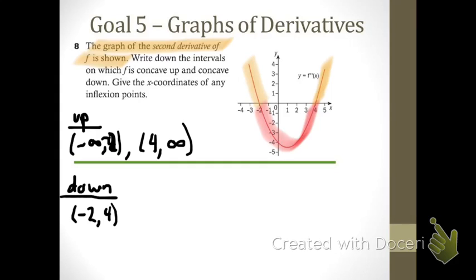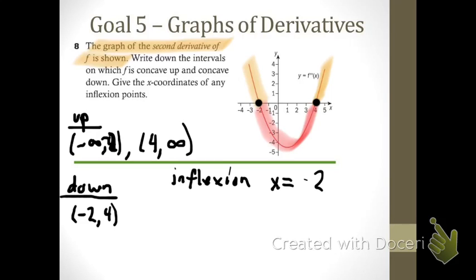Finally, it says to give the x-coordinates of any inflection points. Well, remember that an inflection happens when the second derivative equals 0 and the concavity of the graph changes from negative to positive or vice versa. We have the two places where the second derivative is equal to 0, and the concavity does change at each of those locations. So we're going to have a point of inflection at x equals negative 2.